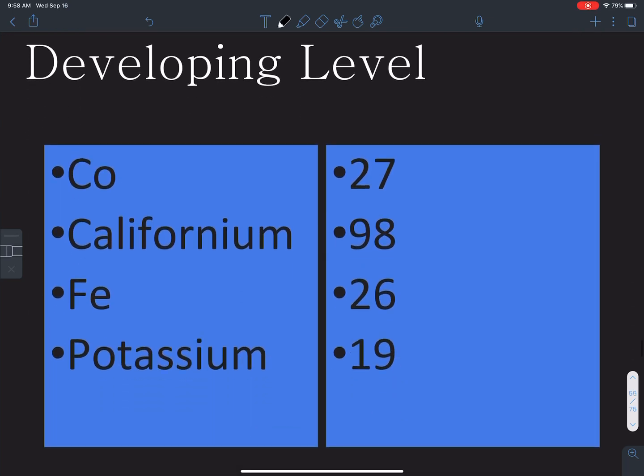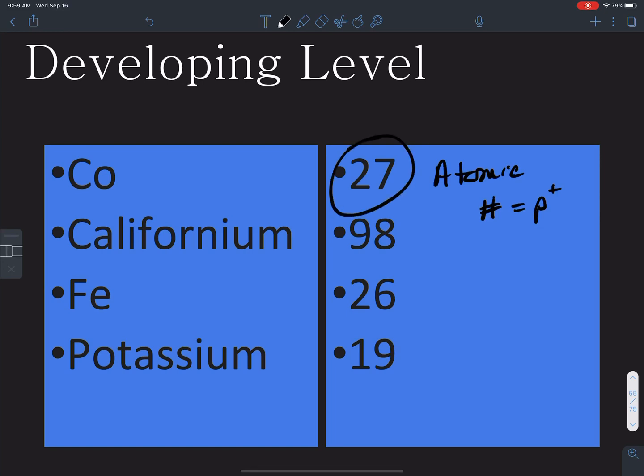So here's a developing level question. All we're doing here is we're looking at the atomic numbers, which is equal to the number of protons. And we're going to identify which of these elements have these particular numbers.